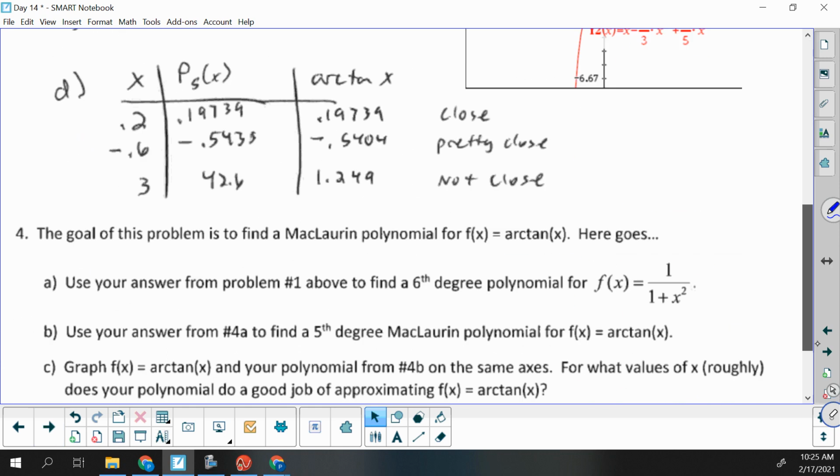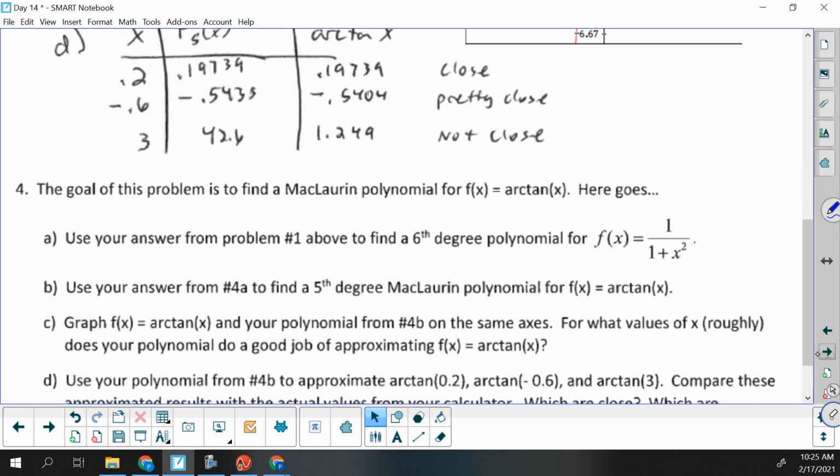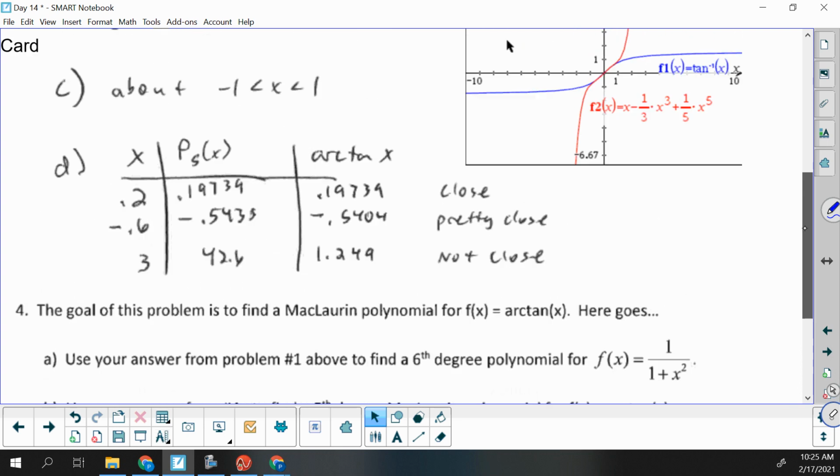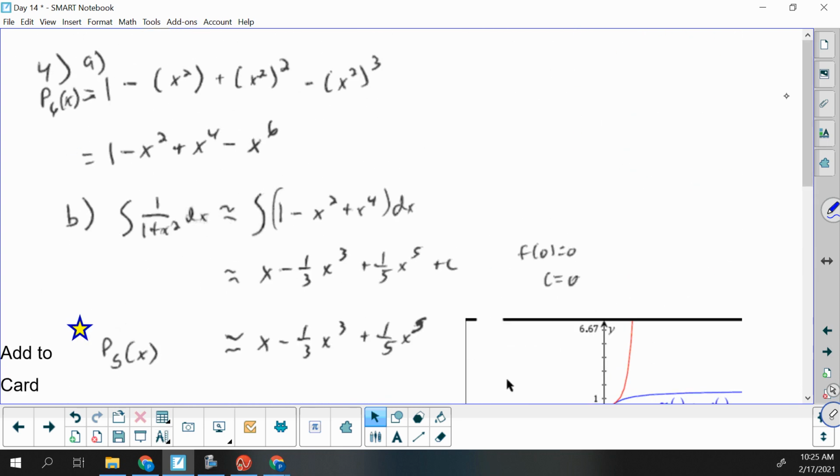In 4, we're going to figure out for arctan, a Maclaurin polynomial. So we're going to start with, from problem 1, what we had to develop 1 over 1 plus x squared. So what we can do is we can just take an x squared and sub it in everywhere for x.